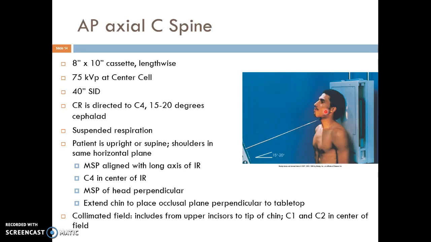Align the mid-sagittal plane to be along with the long axis of the image receptor, centering at C4. The mid-sagittal plane of the head is perpendicular to the image receptor. Extend the chin to place the occlusal plane perpendicular to the tabletop. So we're going to have the base of the skull and the tip of the chin aligned perpendicular to the image receptor.